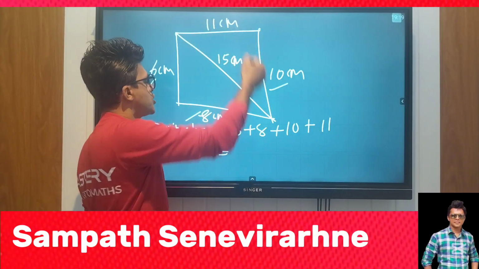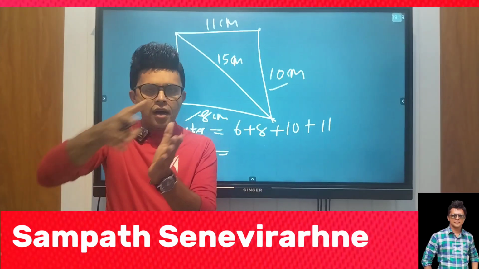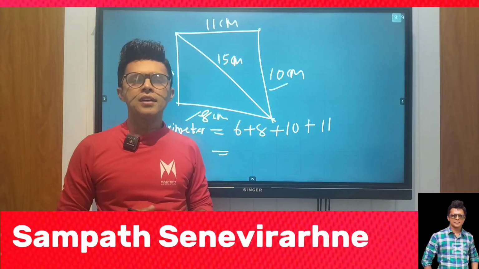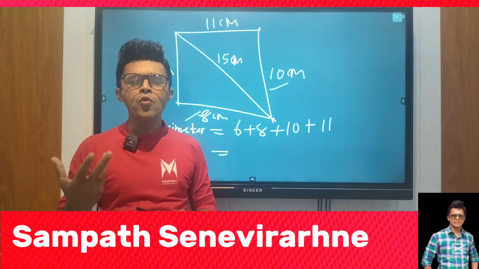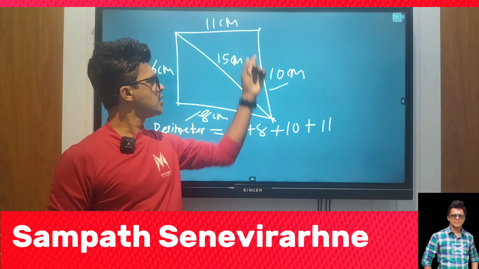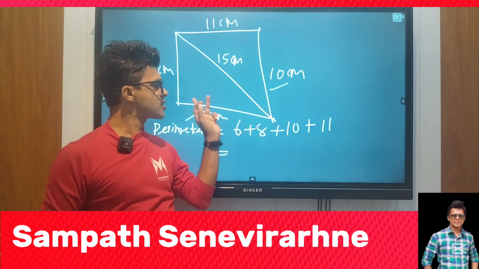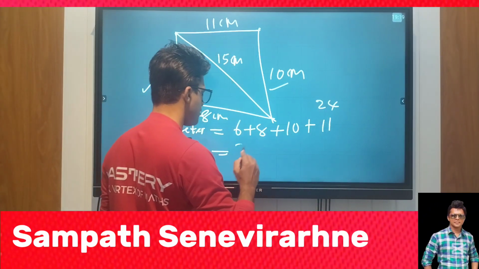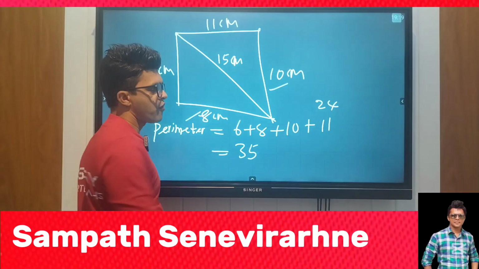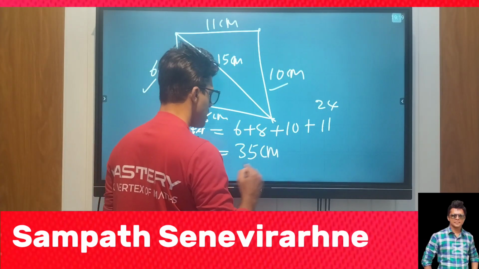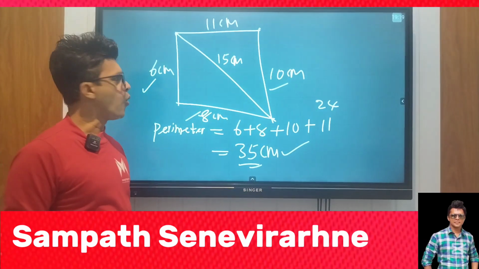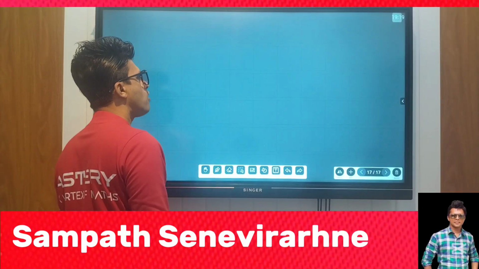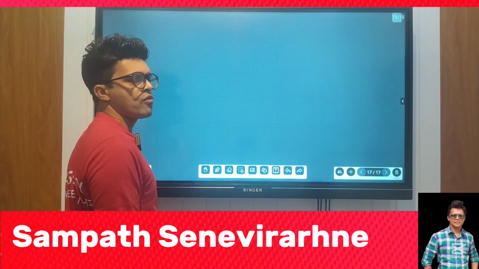Perimeter means the sum of the boundary values, I mean the lengths of these sides. Okay, 6 plus 8, 14 plus 10, 24 plus 11, 35 cm is the perimeter of this quadrilateral. So think of how to get the perimeter of this type of figure.